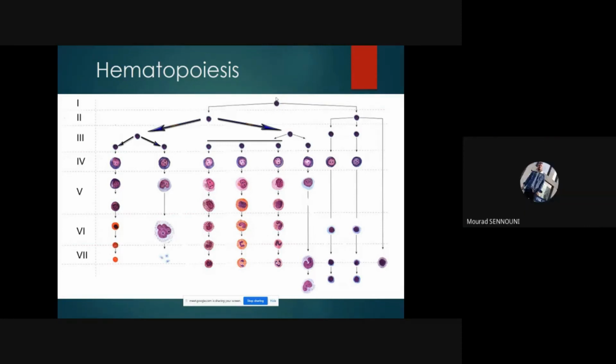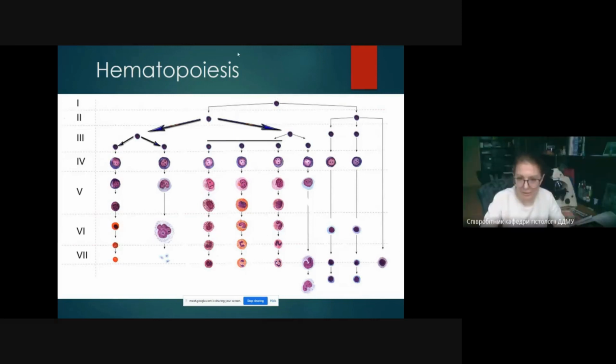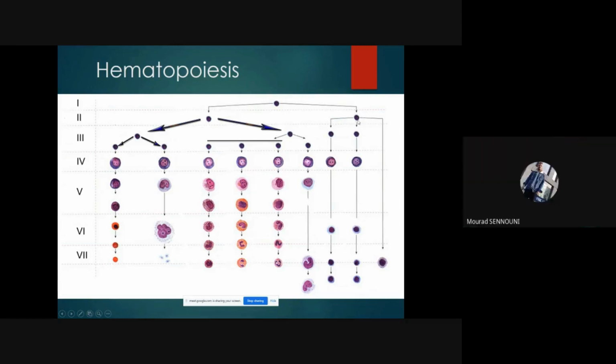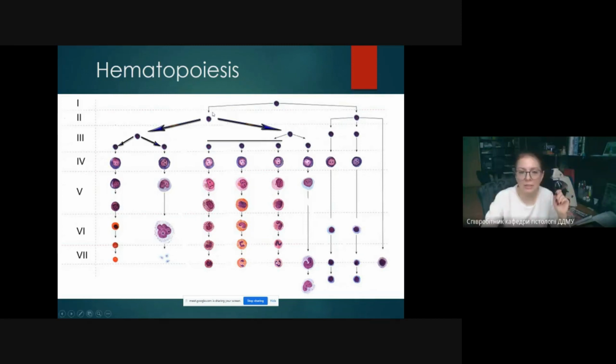Pluripotential hematopoietic cell. Stem cell, yes, I've just said that pluripotential is not an exact definition, but really this is the stem cell, the single cell giving rise to all the others. Then this stem cell gives rise to two progenitors. What progenitor is here? Multipotential, myeloid and lymphoid. Exactly, thank you. So here is the myeloid progenitor, and another one is the lymphoid progenitor, so two daughter cells.